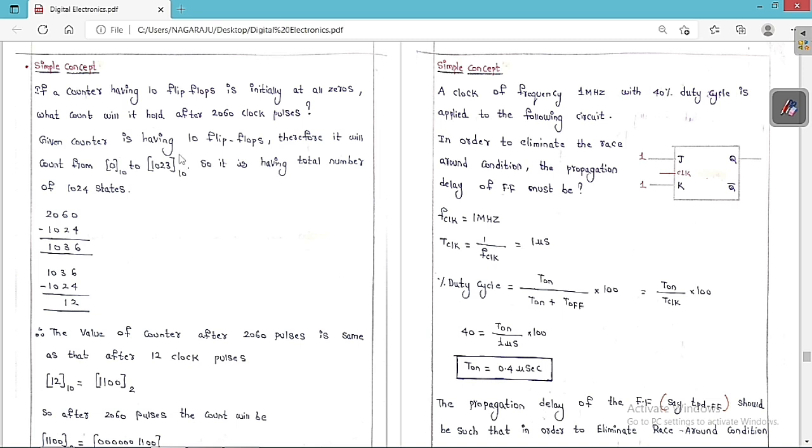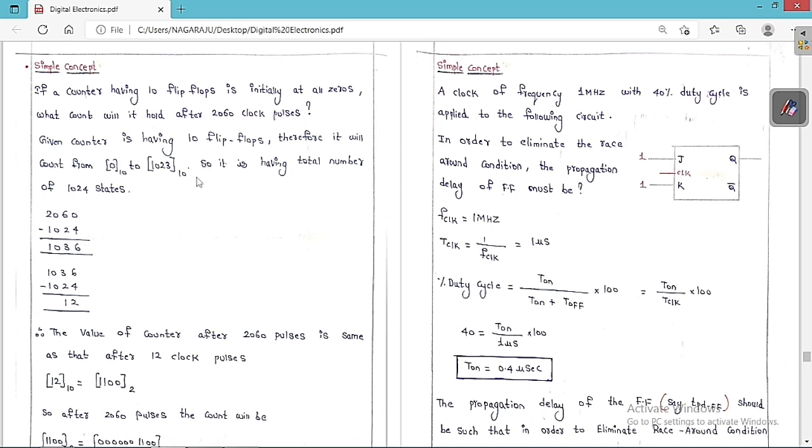in base 10, because I have already told you, if there are 10 flip-flops, each flip-flop is going to give you 1 bit. Therefore, the maximum count in decimal format is 2 to the power of n minus 1, which is 2 to the power of 10 minus 1, which is 1024 minus 1, equal to 1023. So the range of representation in decimal format is from 0 in base 10 to 1023 in base 10.